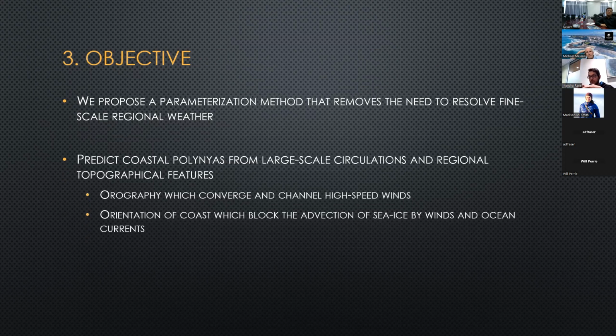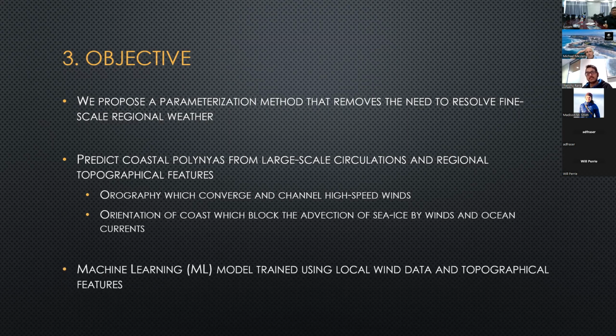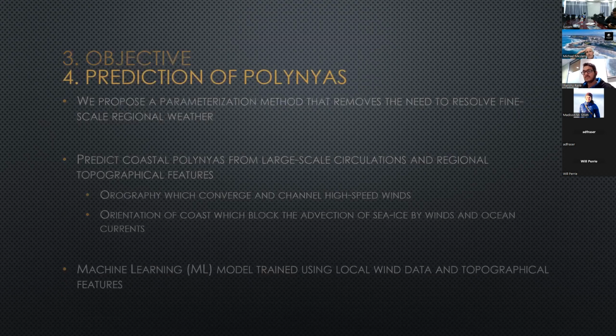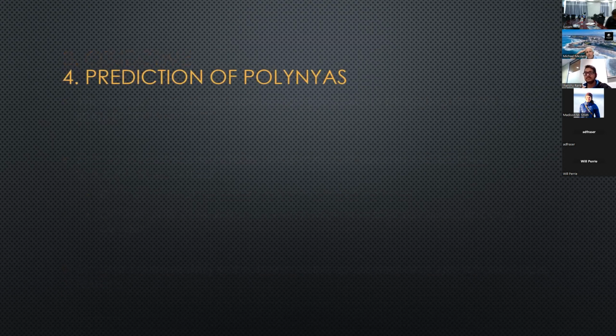First, the orography, which converges and channels the high-speed winds. Second, the orientation of the coast, which blocks the advection of sea ice by winds and ocean currents. So for this, we will train a machine learning model with local wind data, topographical features, and other variables, which I will introduce later. So when we say prediction of polynyas, what do we mean by that?